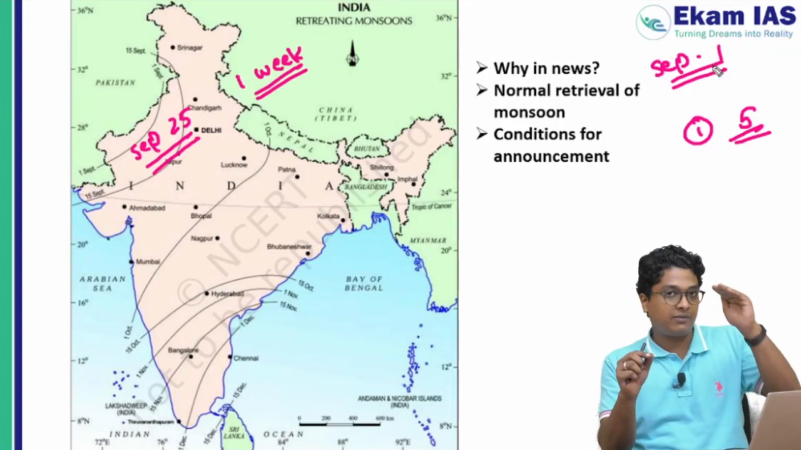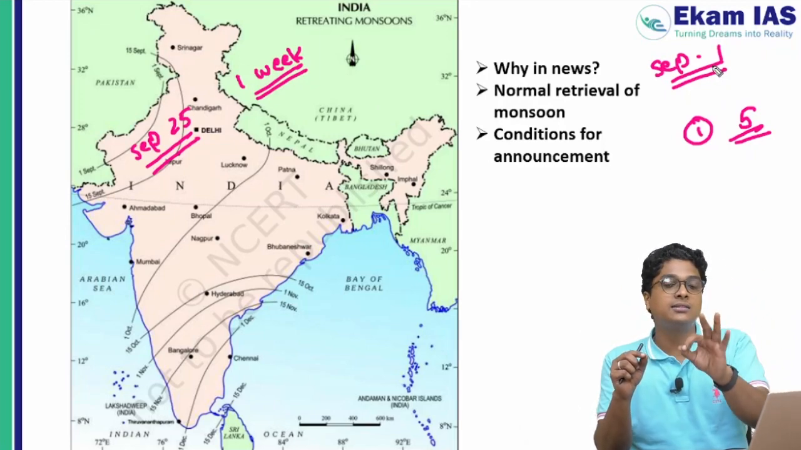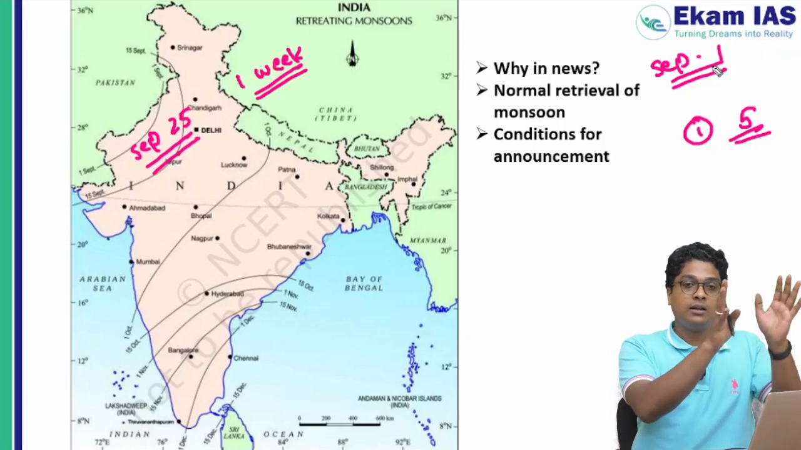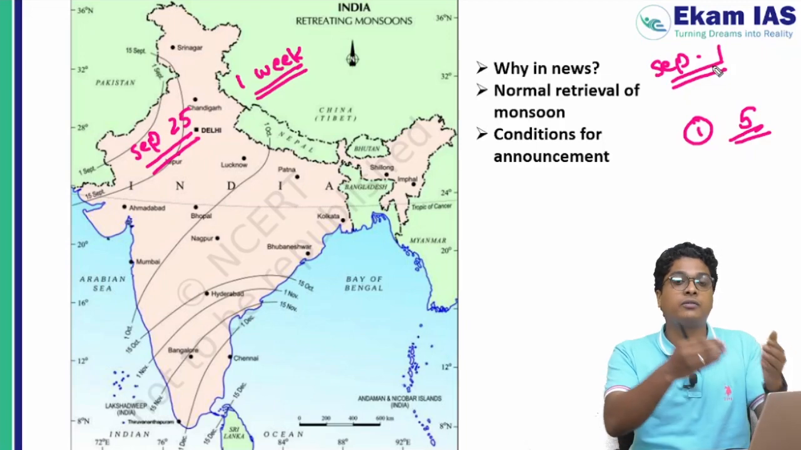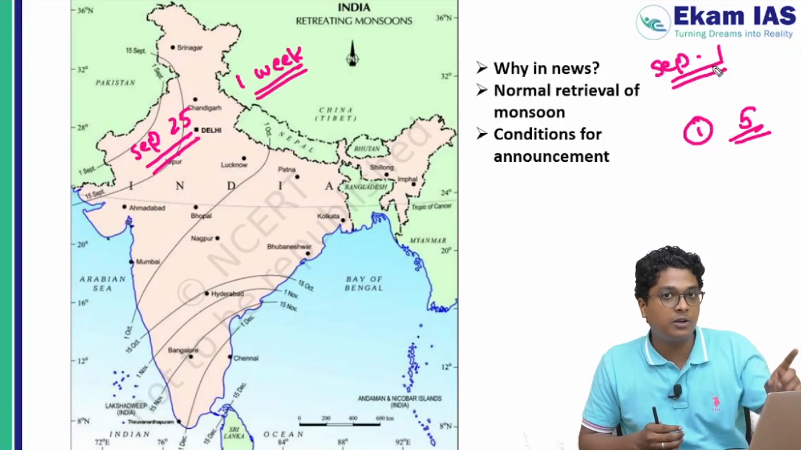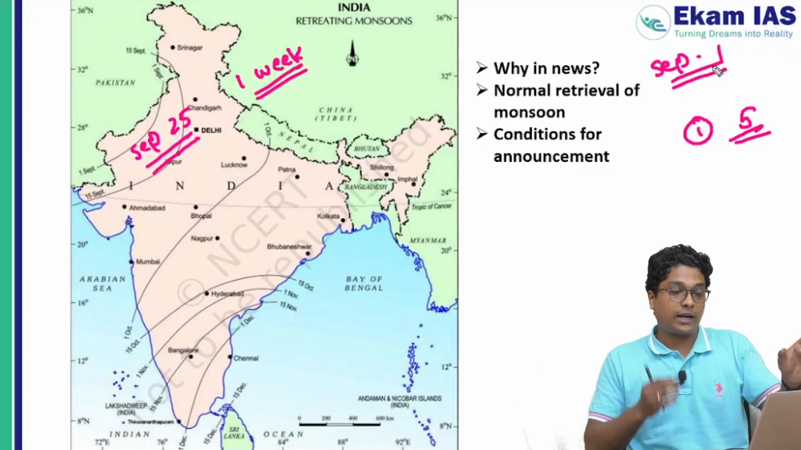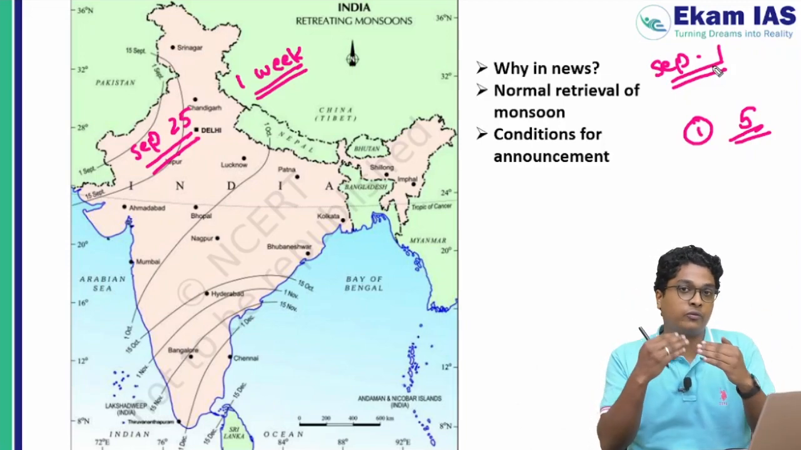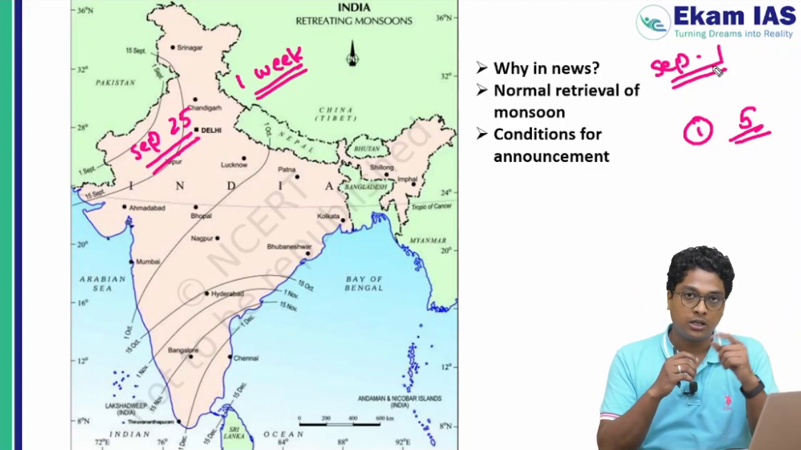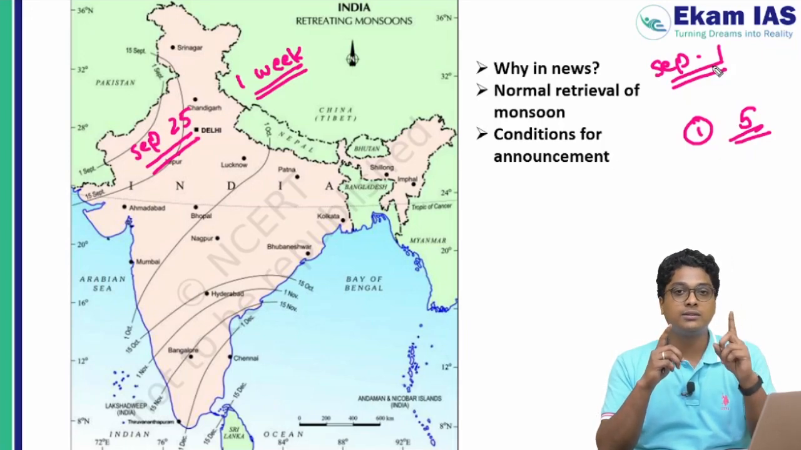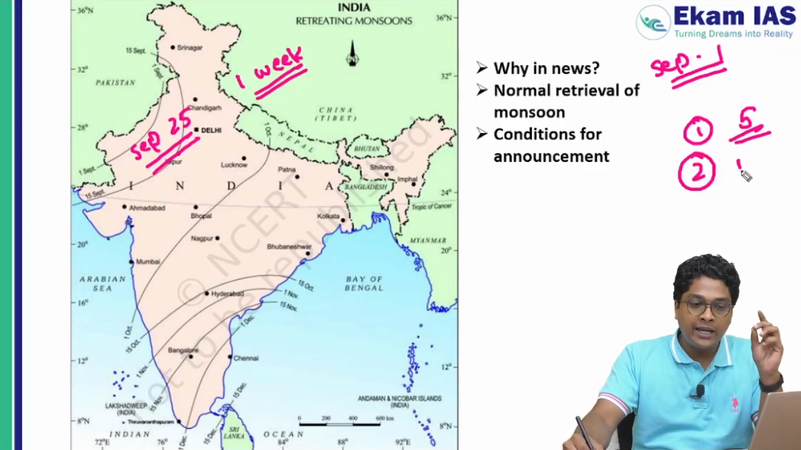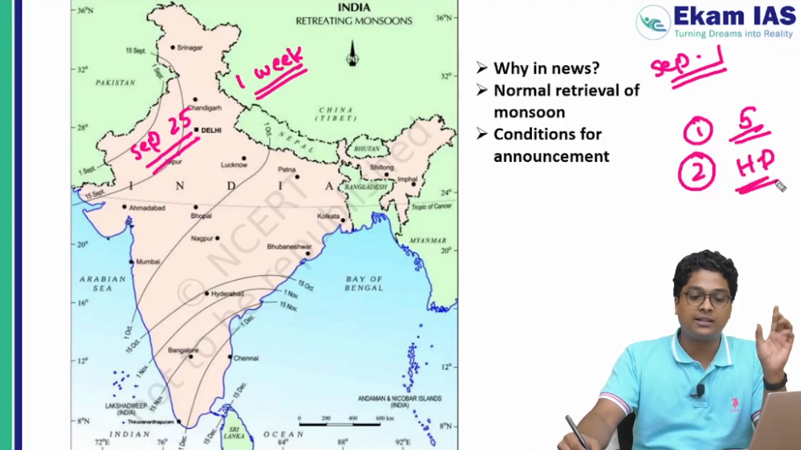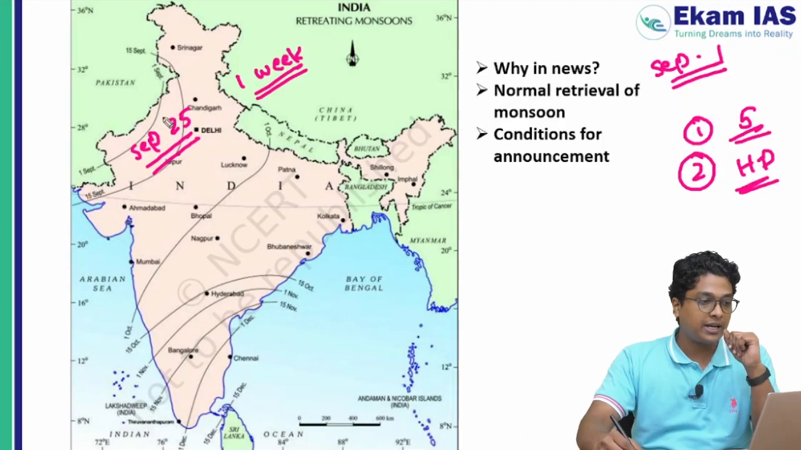After September 1st, if any place satisfies these three conditions, IMD will declare the monsoon has withdrawn or retreated from that region. Especially the retreat will start from Rajasthan, and we are focusing more on the Rajasthan region. Condition one is that for 5 consecutive days there should not be rainfall. Second, a high pressure area will form in this region.